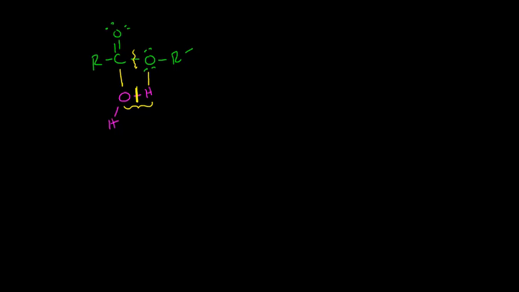So the product of this reaction ends up being a split ester. On the carbonyl we end up with the OH from water, so we create a carboxylic acid, and the hydrogen from water ends up linked with the OH from our original ester. So this is our R prime. So we create a carboxylic acid and an alcohol.